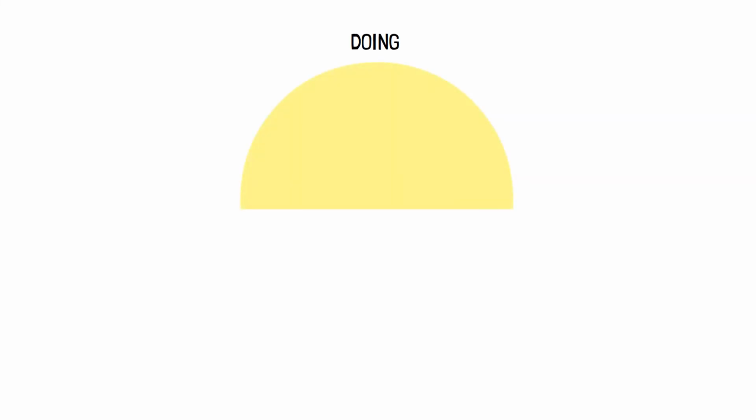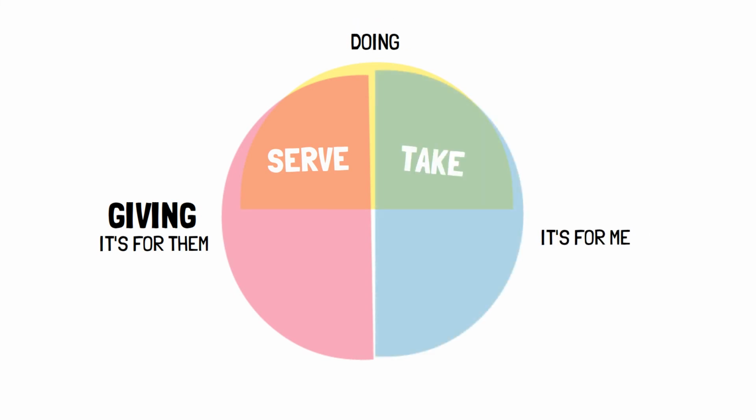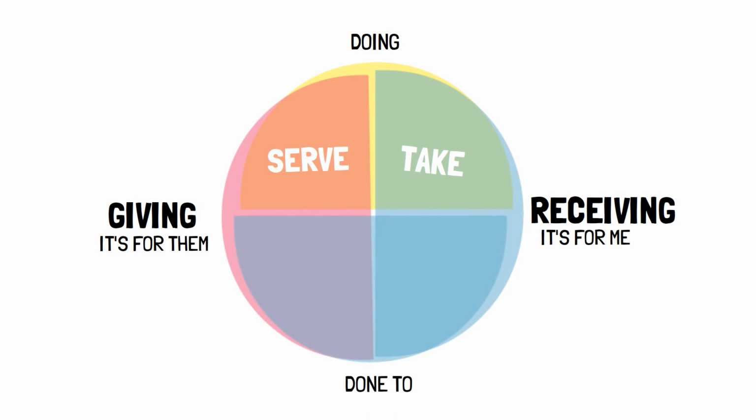If I'm taking action and it's for them, I'm serving, which means I'm giving. If I'm taking action and it's for me, I'm taking, which means I'm receiving. If they're taking action and it's for me, I'm accepting, which means I'm receiving. If they're taking action and it's for them, I'm allowing, which means I'm giving.